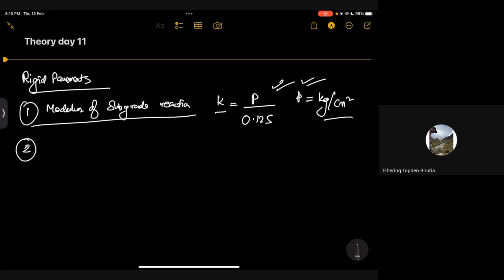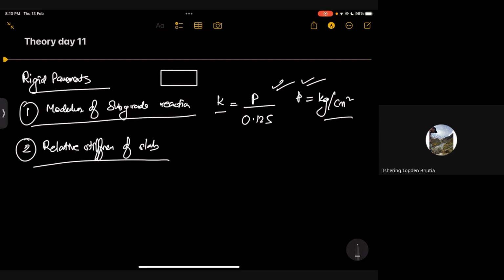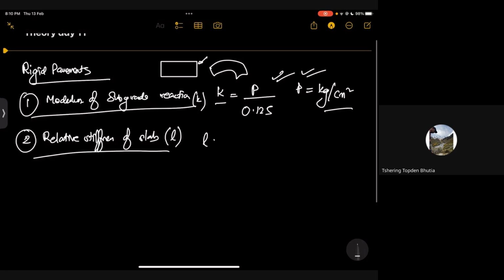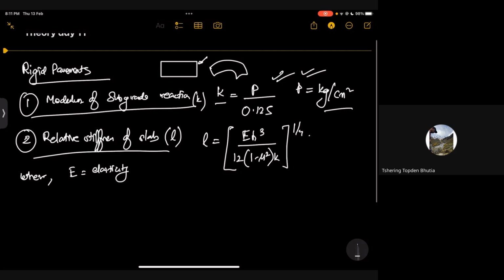Second parameter, it is called relative stiffness of slab. So slab, it is a rigid thing, right? It is a rigid thing, so it is stiff. Stiff को matlab छिटो bend हुँदैन, right? Flexural strength छ, त्यसले गर्दा it resists bending, so it is some sort of stiff. त्यो stiffness देखाउनको लागि it is this parameter which is represented by small l. So small l is equal to the fourth root of E h cube divided by 12 (1 minus mu square) k, that is (E h³ / (12(1−μ²) k))^(1/4), where E is the elasticity modulus, small h is slab thickness, k is modulus of subgrade reaction.